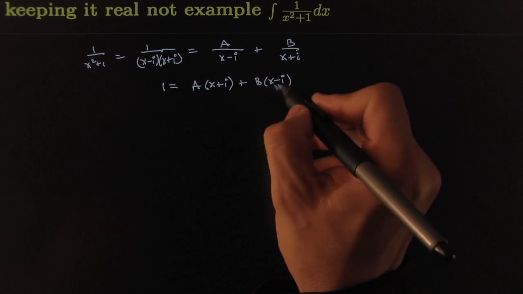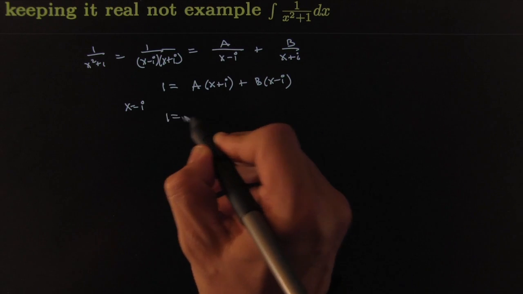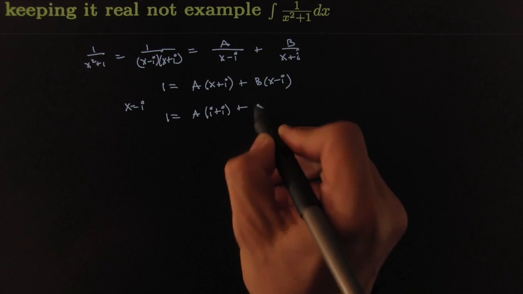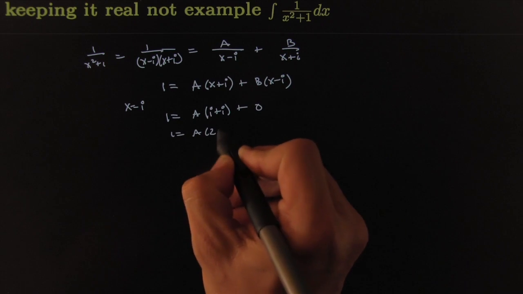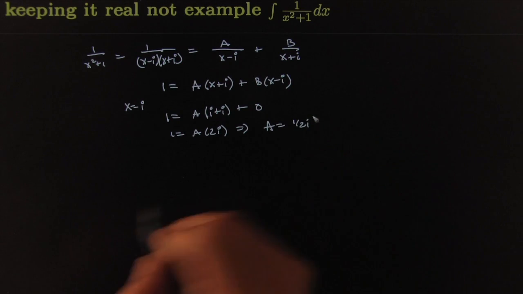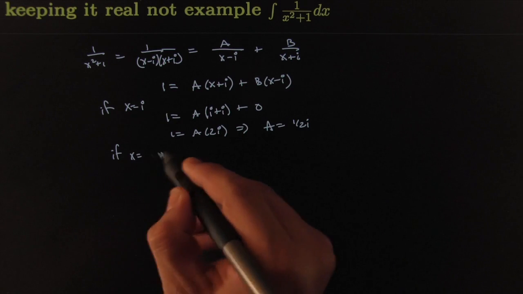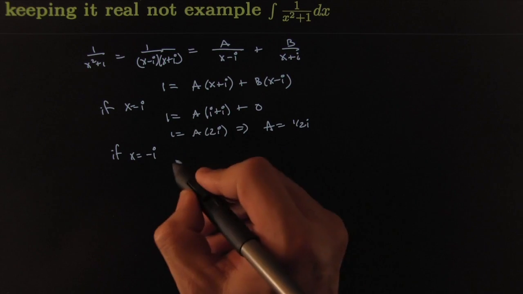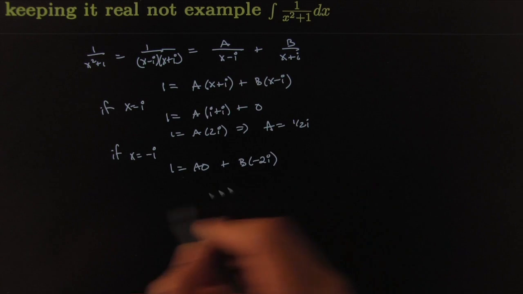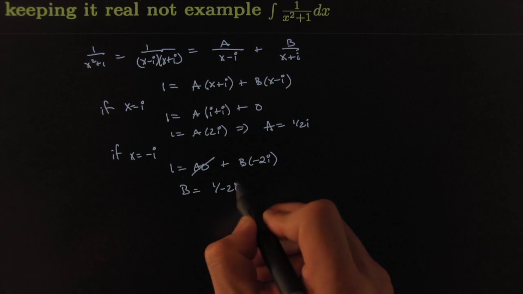This should be true for all possible x's, so we try x equals i. What happens when x is equal to i? I would get 1 is equal to a times 2i plus 0. So a should be equal to 1 over 2i. What happens if x should be equal to -i? Then 1 would be equal to 0a plus b times -2i. This goes away, so b is equal to 1 over -2i.